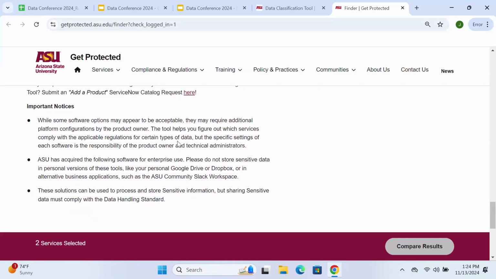And also, just, if it's not already apparent, we don't go putting ASU data into our personal Gmail, into our personal Drive, our personal Dropbox. This tool is very, very scoped to enterprise purchased, enterprise supported tools.